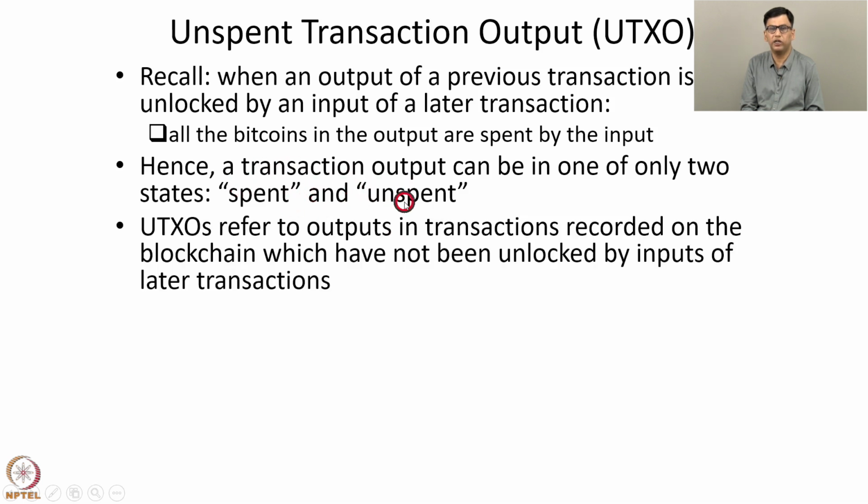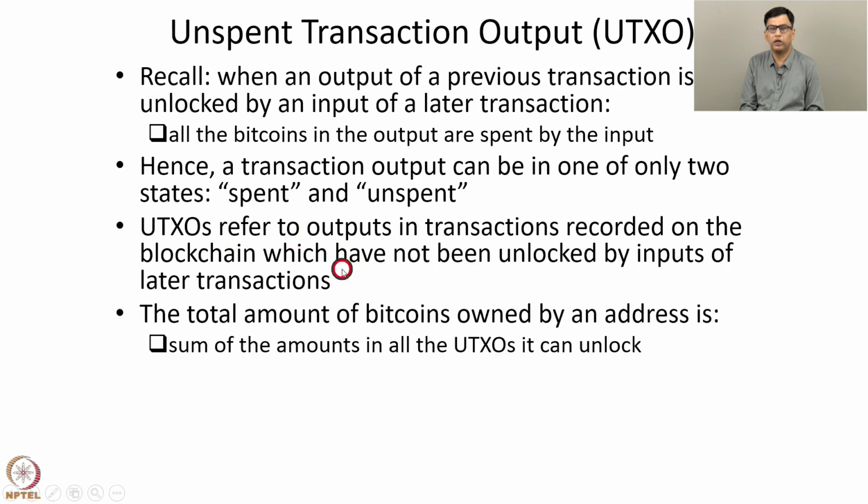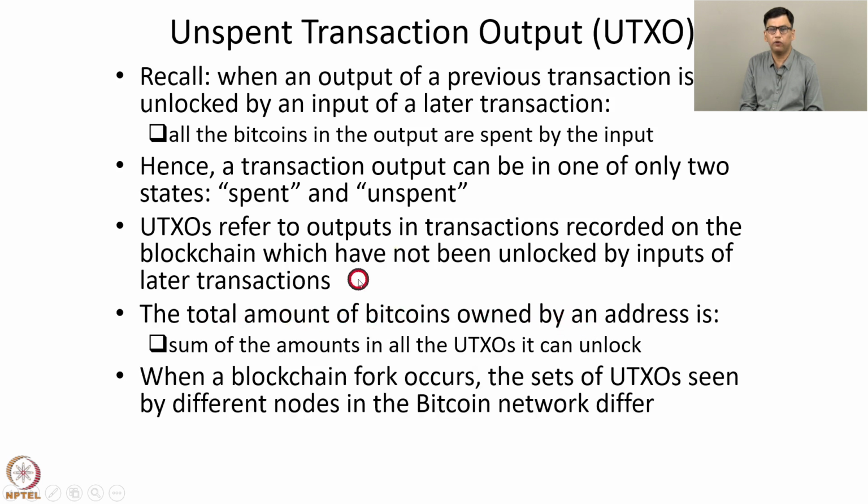UTXOs refer to outputs in transactions recorded on the blockchain which have not been unlocked by inputs of later transactions. What is the total amount of bitcoins owned by an address, that is, a particular public key? The total amount of bitcoins is clearly the sum of the amounts in all the UTXOs that it can unlock. When a blockchain fork occurs, the sets of UTXOs seen by different nodes in the Bitcoin network differ.